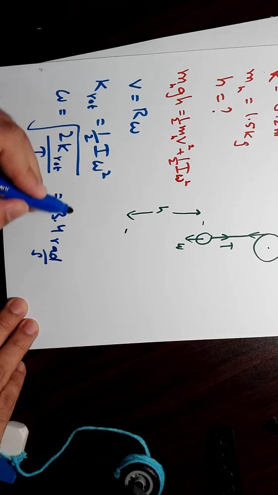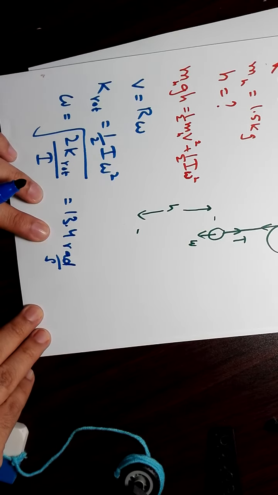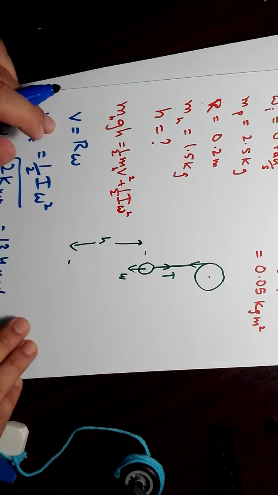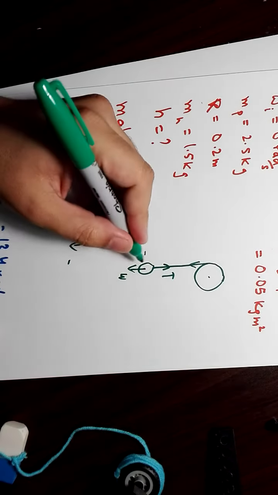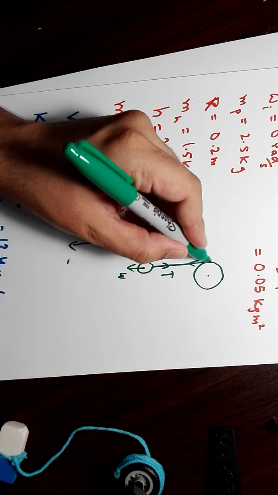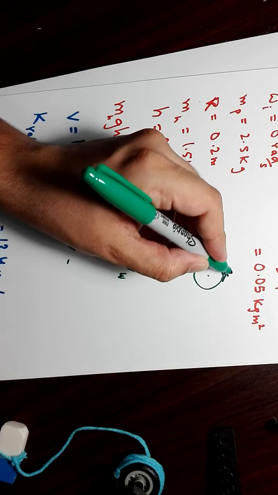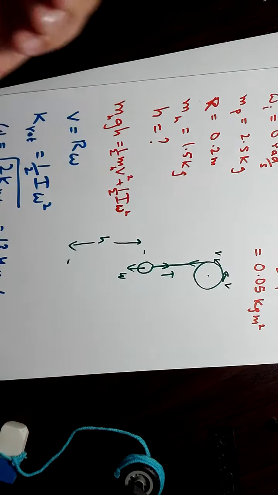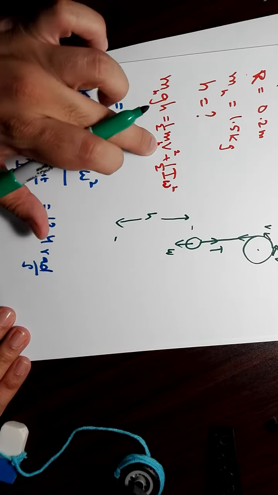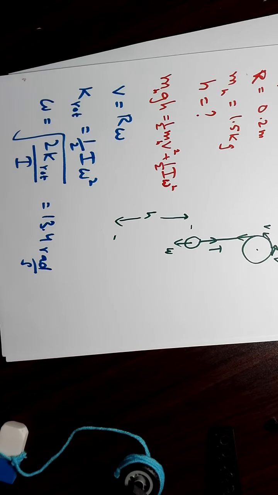So this is the angular velocity of the pulley. Now remember this velocity, right? This is the tangential velocity. So this is also the velocity of this mass when it reaches this point. It is also the tangential velocity of the pulley. So that's why it's v equals r omega. This is the velocity of the mass, and we set it equal to v equals r omega. So we've got this number now.